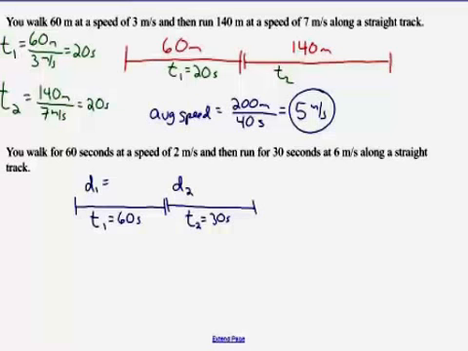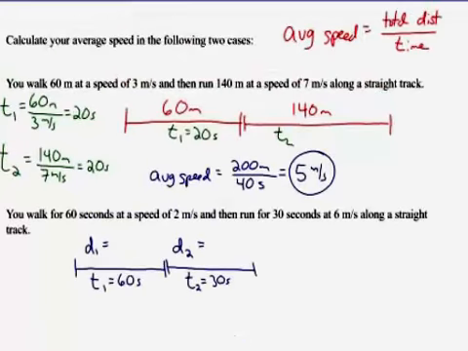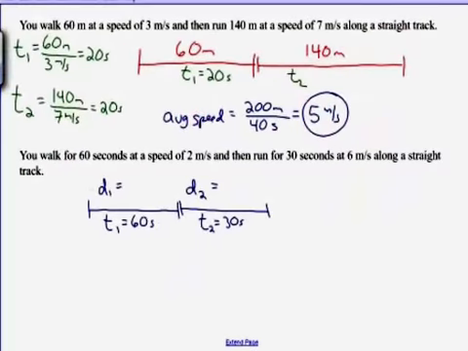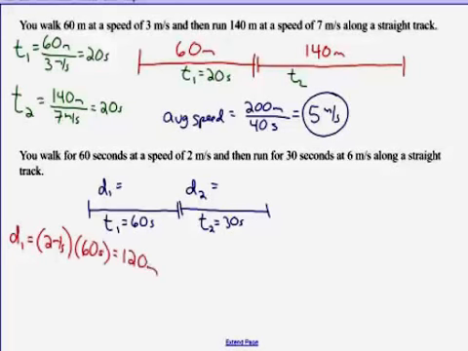So again, speed is distance divided by time. So again, I have that relationship. So if I rearrange that, I have that the distance traveled equals the speed times the time. So if I'm trying to calculate distance 1, it's going to be the speed from part 1, 2 meters per second, times 60 seconds, which is 120 meters.